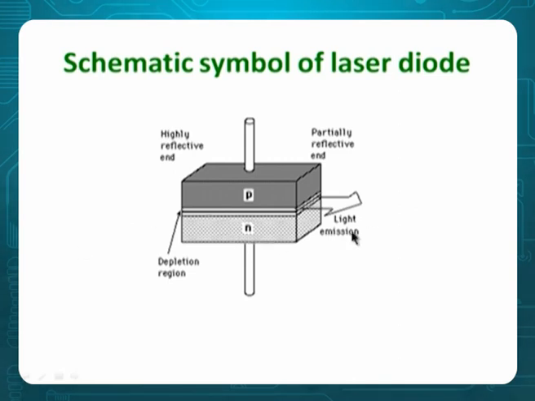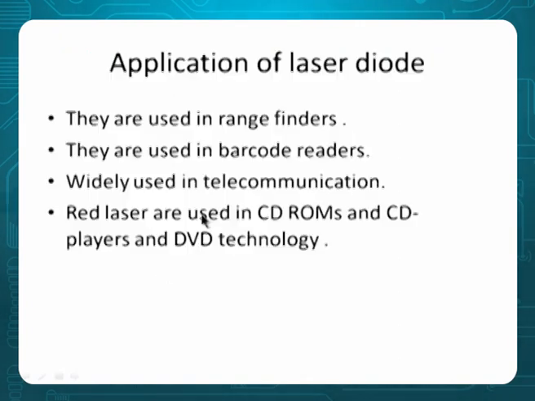And this is how you can see light is emitted, the depletion layer is here, a partially reflective end there, and a highly reflective end. This is the PN diode laser.